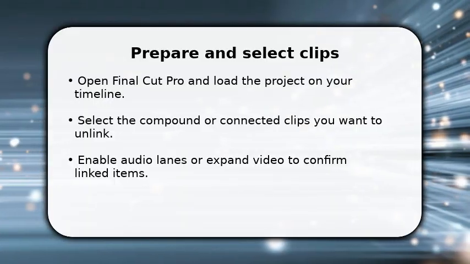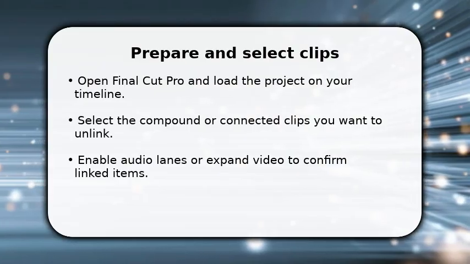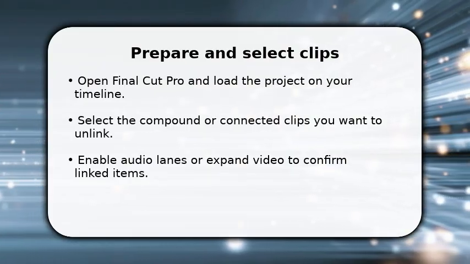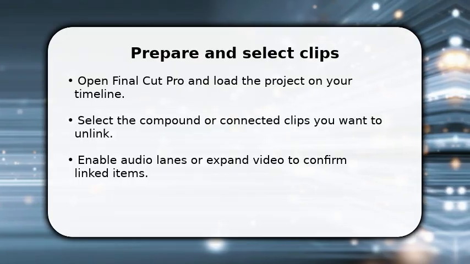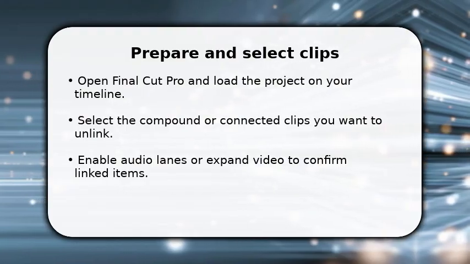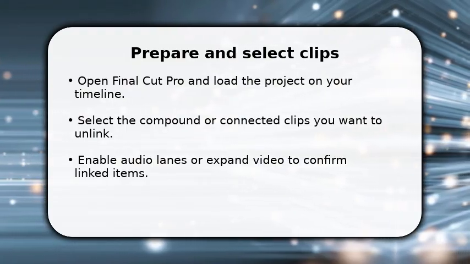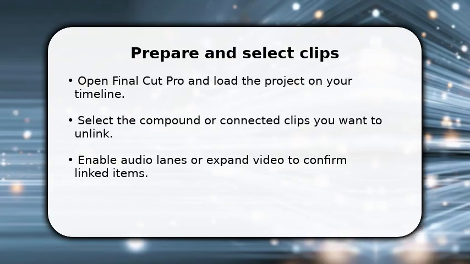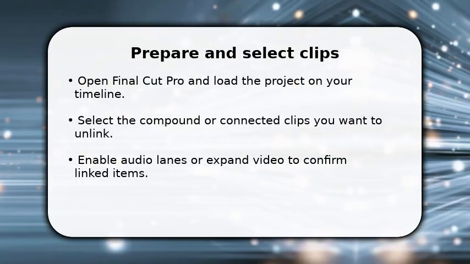You're starting after basic setup. Final Cut Pro open, project loaded. First, click the clip on the timeline that contains the media you need to unlink. Make sure you can see both video and audio or compound clip contents. Once selected, check the inspector to confirm it's linked or part of a compound group.